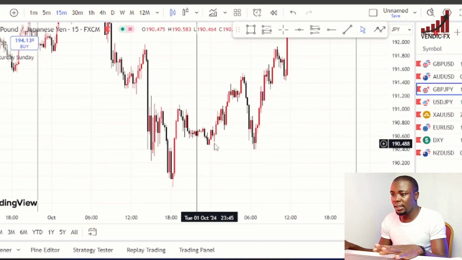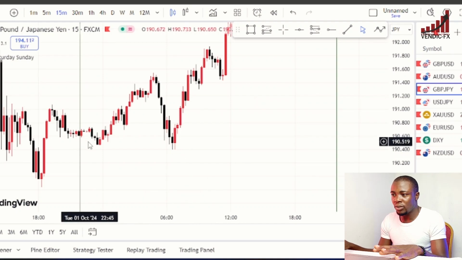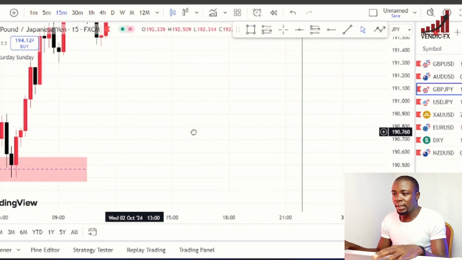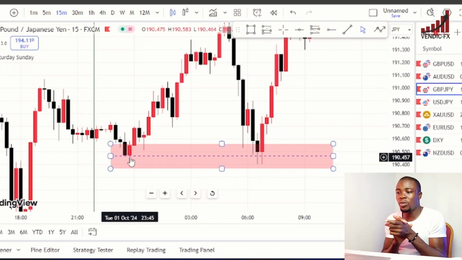Okay, let's say this was your resistance, your zone. Let's say this was your entry zone. You want to buy off this liquidity grab. Then you will have something like that: 1, 2, and a reversal. It shows concrete confirmation that the market is actually reversing from your zone.